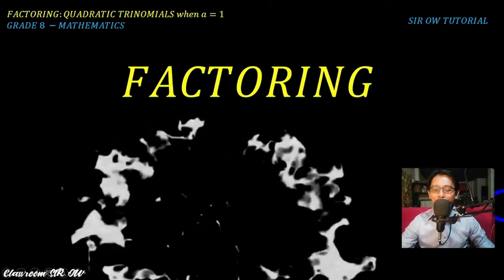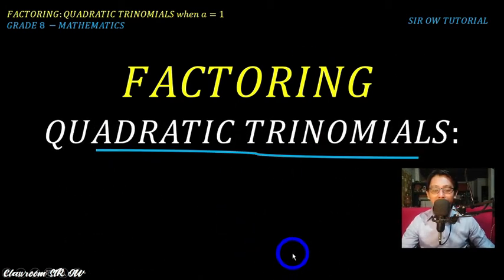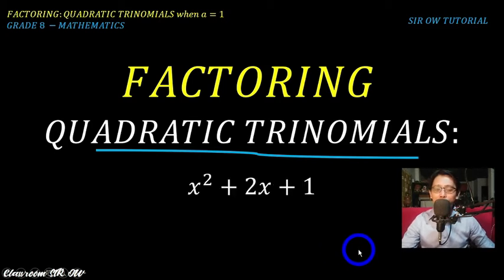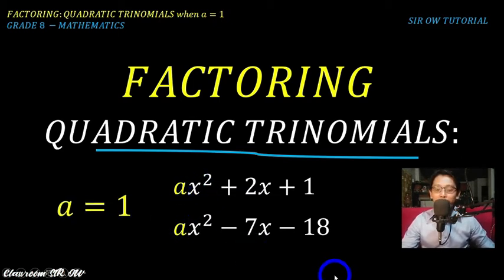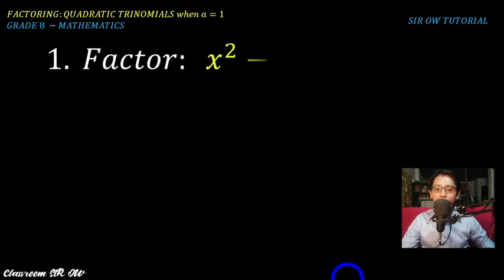So this time, what we are going to do is factoring quadratic trinomials. When we say quadratic trinomials, take for example x squared plus 2x plus 1, or x squared minus 7x minus 18, they are all quadratic trinomials. Why? Because the highest exponent is 2, and of course there are 3 terms in this polynomial. What we are going to factor is a quadratic trinomial when the coefficient a of the quadratic term is equal to 1. So without further ado, let us now have example number 1.